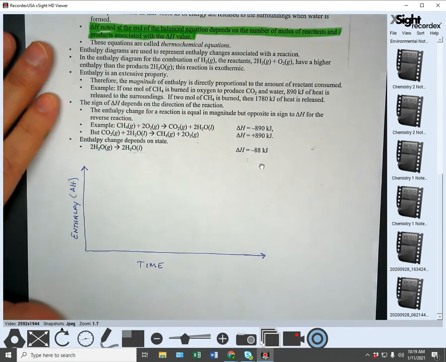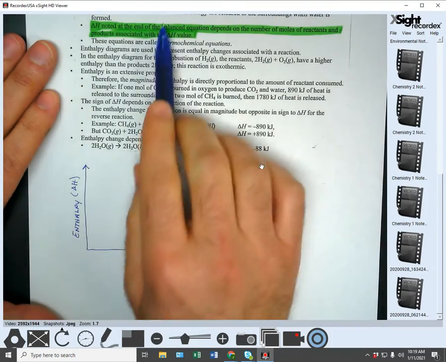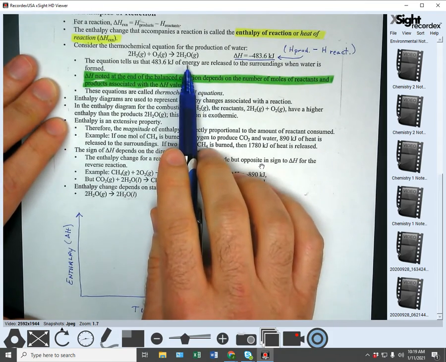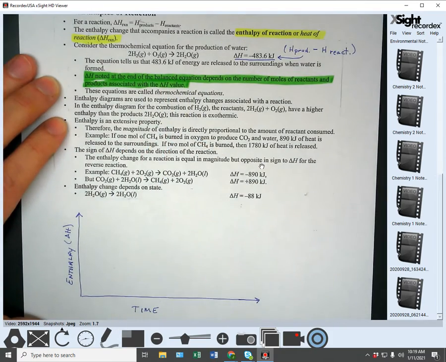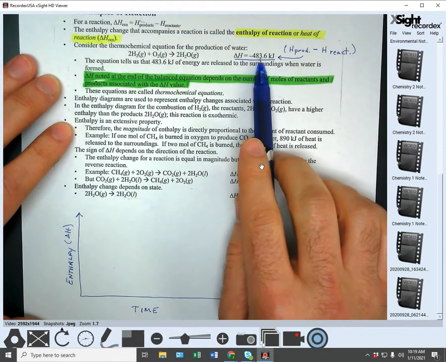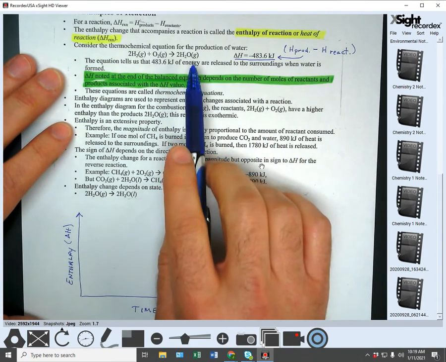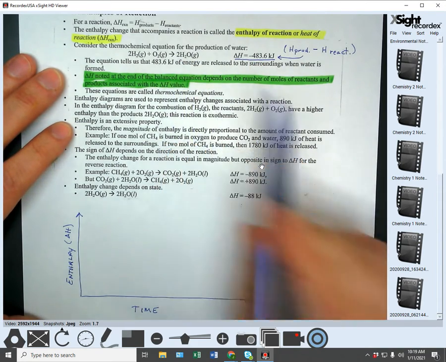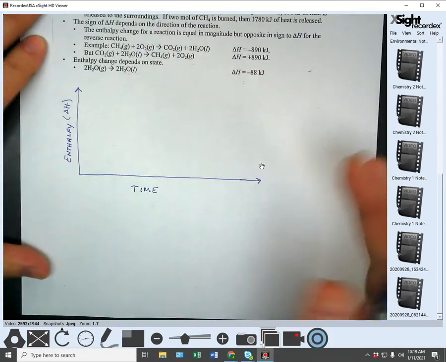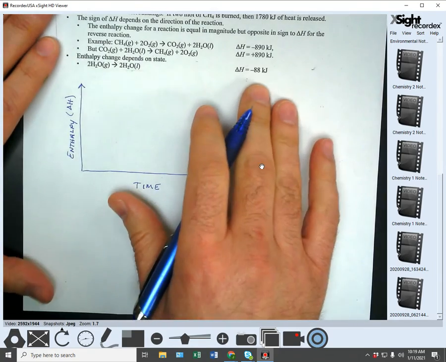Okay, so if we look at the reaction that they gave us up here, what do we know about it? Well, we know from the delta H that it gave off energy, right? So by looking at the delta H, there's some stuff we can gather from this. So I'm going to write it down here in bullet points.